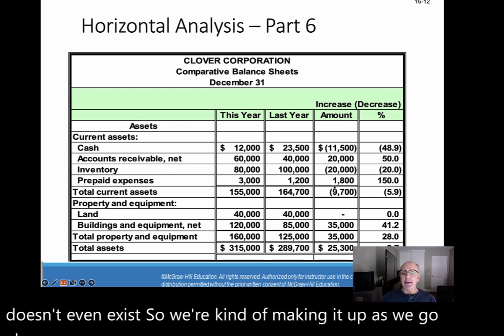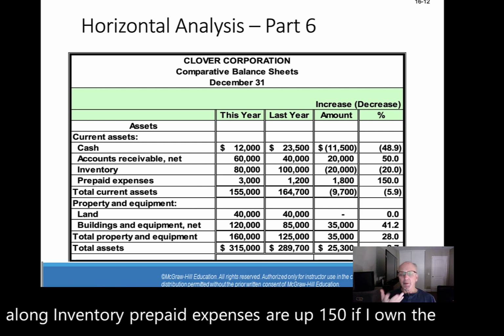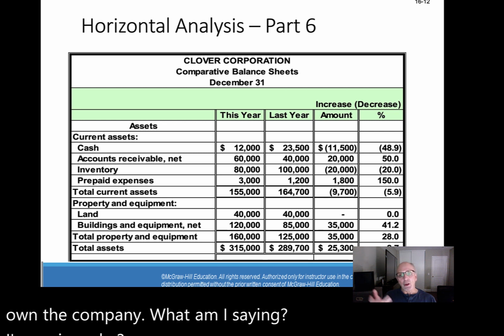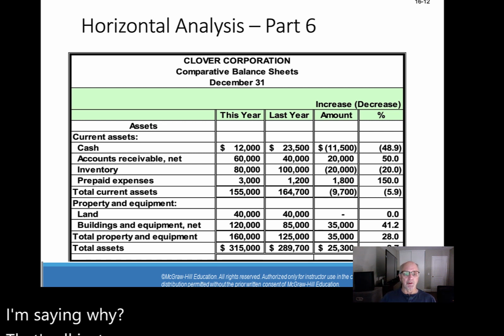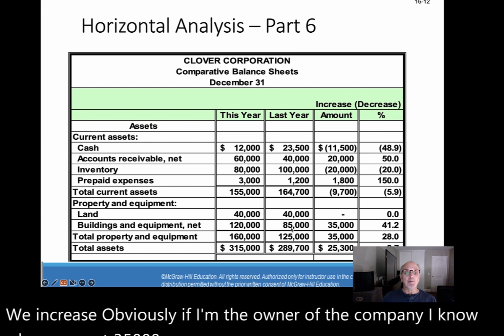Inventory. Prepaid expenses are up 150%. If I own the company, what am I saying? I'm saying why. That's all. Just why. Let's dig deeper into it. We increase, obviously, if I'm the owner of the company, I know why we spent $35,000 on buildings and equipment. We obviously bought something.